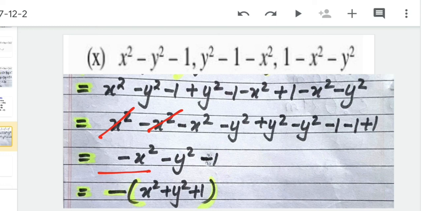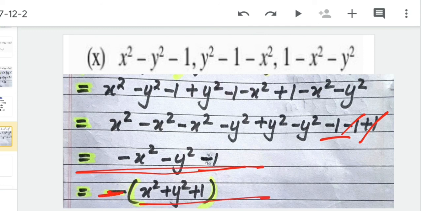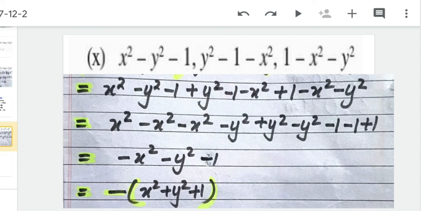So we will have negative x². Here we have negative y². Here we have negative 1. So when we take the negative, the minus sign is common. So our answer is minus, and within the bracket x² plus y² plus 1. Okay.